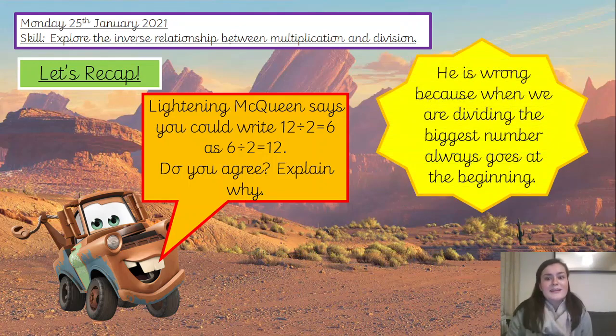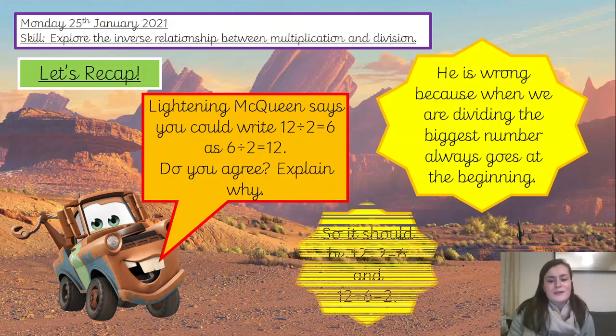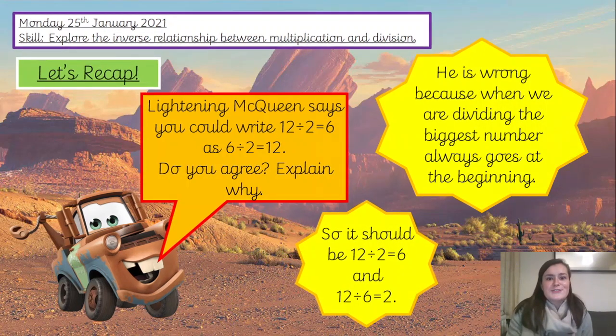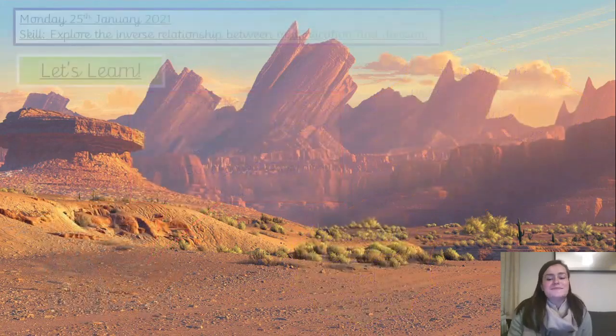So Lightning McQueen is wrong because when we are dividing, the biggest number always goes at the beginning of our number sentence. So no, 6 divided by 2 equals 12 would not be correct. Well done if you got that. So it should be 12 divided by 2 equals 6 and 12 divided by 6 equals 2. Good job if you spotted that as well.